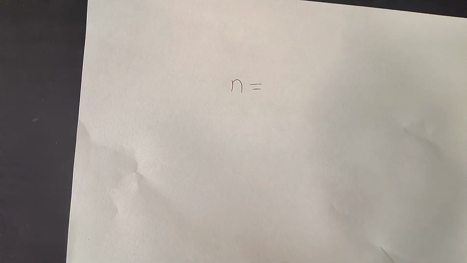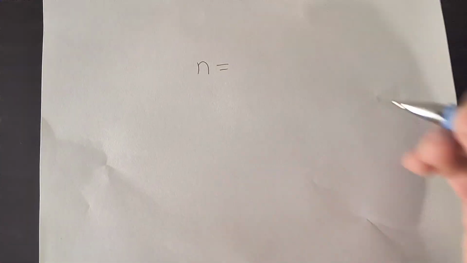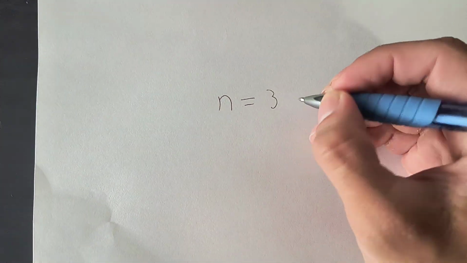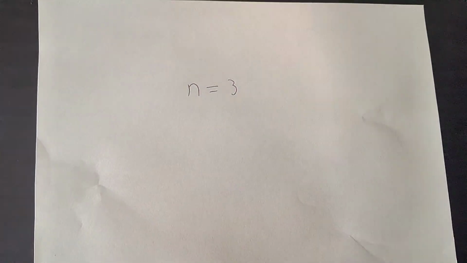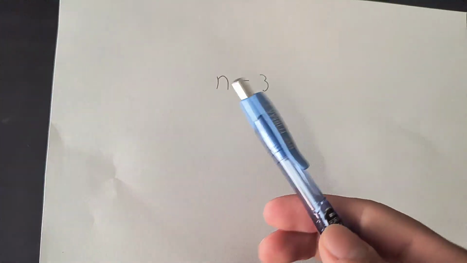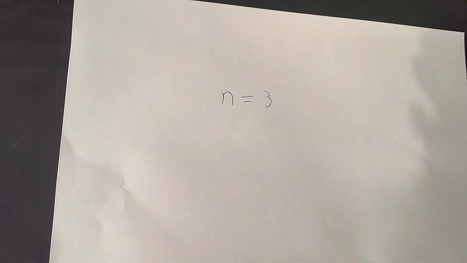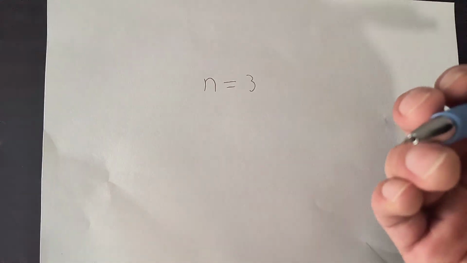And let's say I tell you, well, I'm thinking of the number 3. Then we would say, okay, then n equals 3. N represents the unknown number that's in my head. Okay? So n represents numbers we don't know. We don't know what n equals.